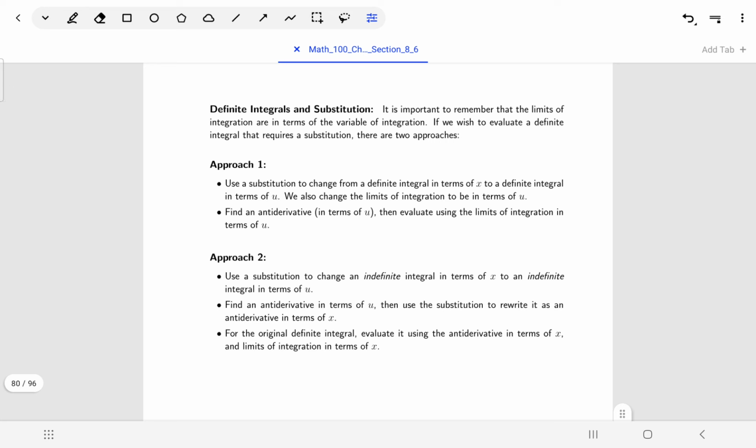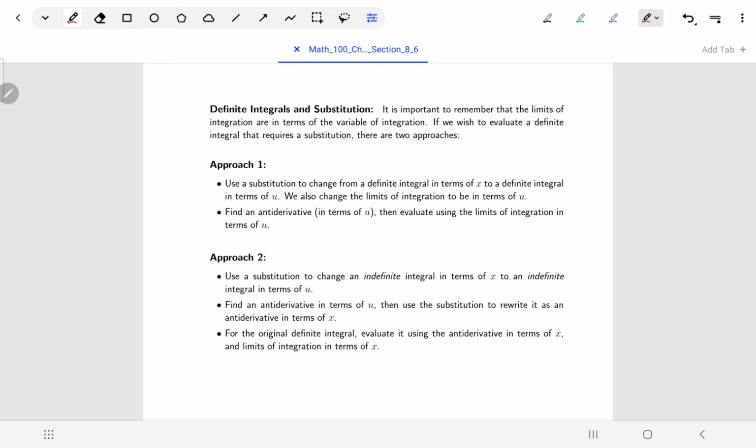Welcome back. In the last video for this section, we're going to look at definite integrals and substitution. For here, there's a little bit of a twist, and we have two different approaches that we can take, and both are fine, so it's really up to you which you choose.